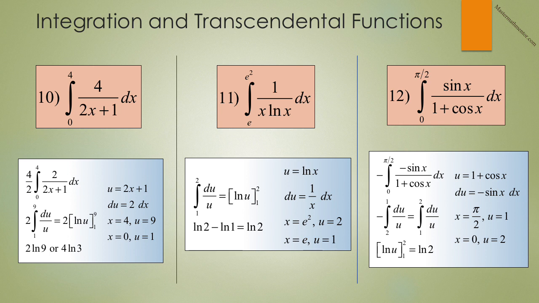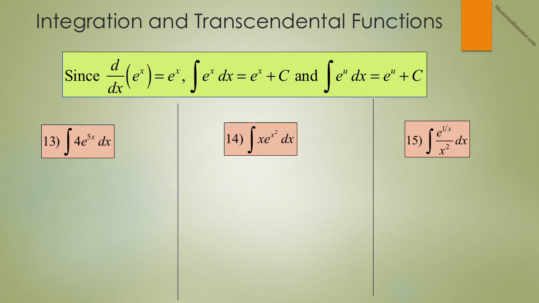So this becomes negative the integral from 2 to 1 of du over u, and we can get rid of the negative sign by reversing the limits and write this as the integral from 1 to 2 of du over u. And as in the last problem, we get the natural log of u evaluated from 1 to 2. We get the same answer, natural log of 2.